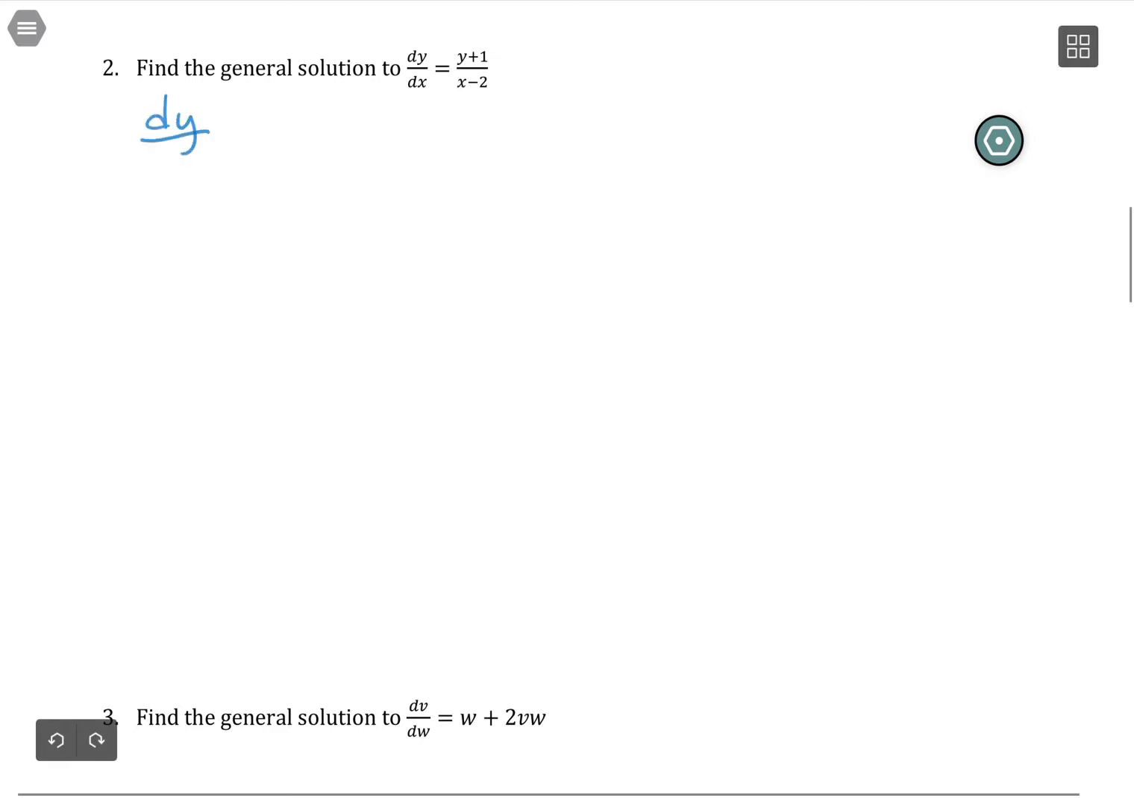I'm totally happy if you do all the rearranging in one step, that's fine. But just as we're getting used to playing with this notation even a little bit more than we were before.